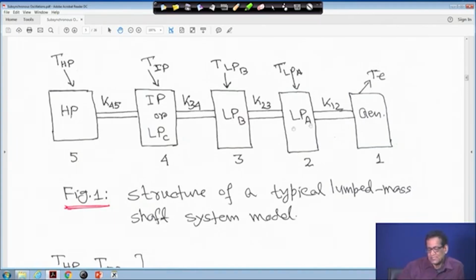Now, the stiffness of the shaft. Where 1 and 2 are connected, we represent it as K12. Similarly, 2 to 3 we represent as K23, 3 to 4 as K34, and 4 to 5 as K45. These are the stiffness of the shaft. We have to relate this mathematically. So, this is the high pressure, intermediate pressure, 2 low pressure sections, and the generator, and this is the structure of a typical lumped mass shaft system model.